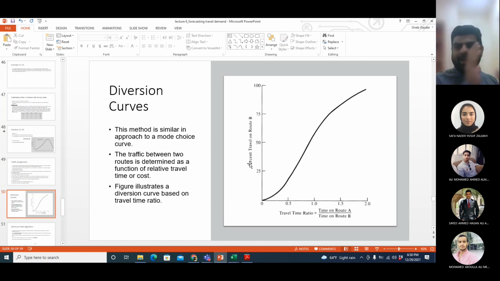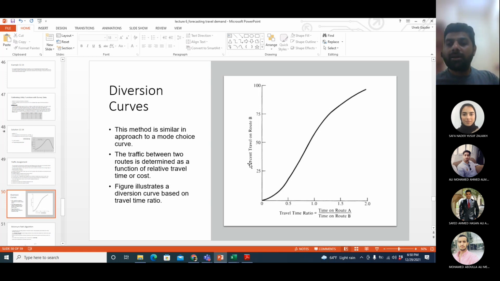Out of those 100, if 60 go from A and 40 go from B, then the travel time of A will be according to these 60 vehicles, and the travel time of B will be according to those 40 vehicles. If I change the number of vehicles, so let's say now out of 100, 30 are going from A and 70 are going from B.